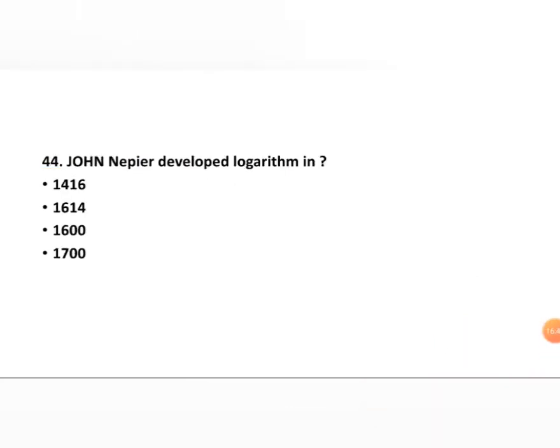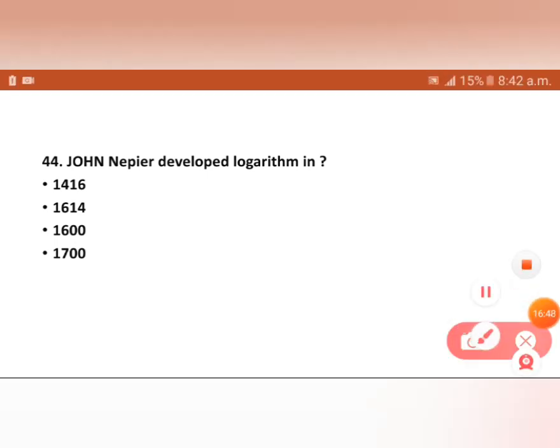One more question is question number 44. John Napier developed logarithm in 1416, 1614, 1600 and 1700. The correct option is option number B, 1614.